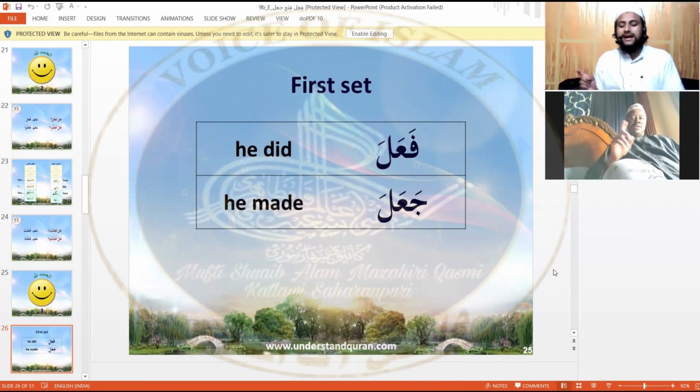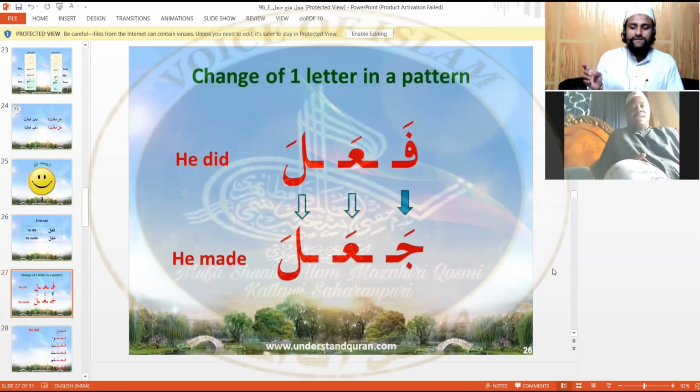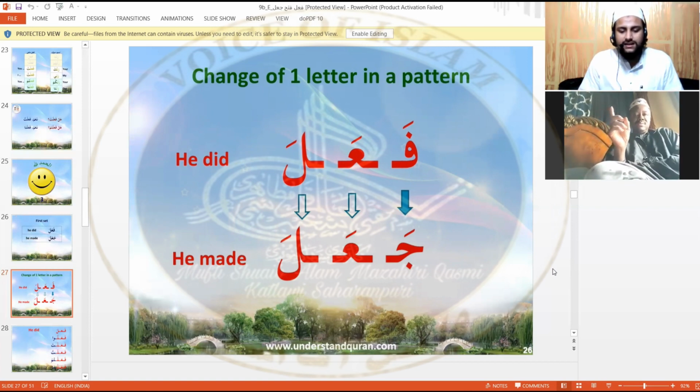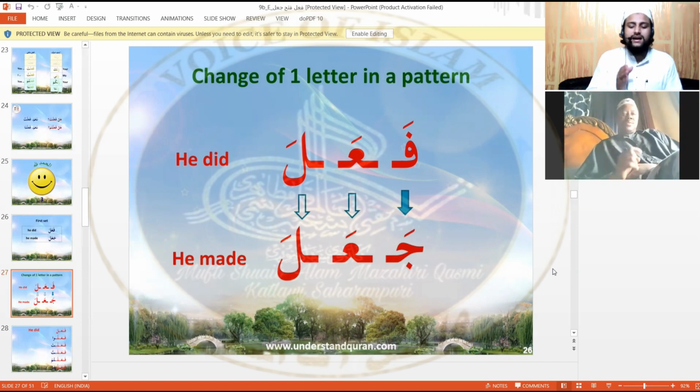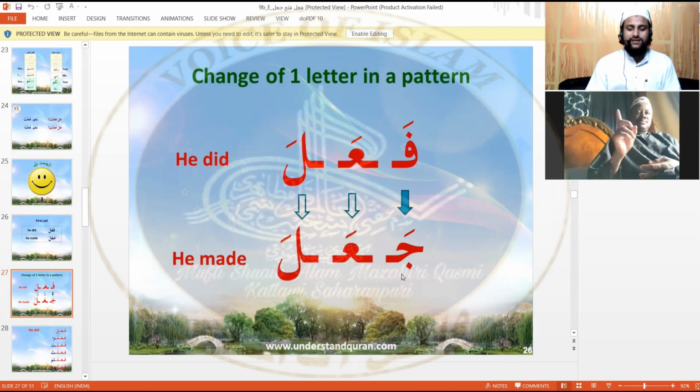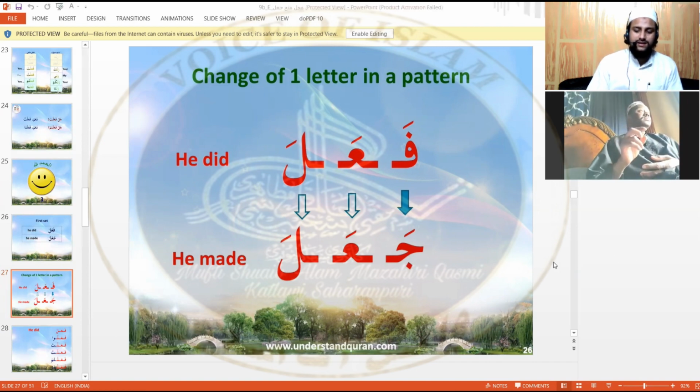Fa'ala, he did. Ja'ala, he made. Just a change of one letter in the pattern: fa, ja, and then a, la. Fa'ala. So just the jim is the new letter here, and the pattern and the sounds are just the same.